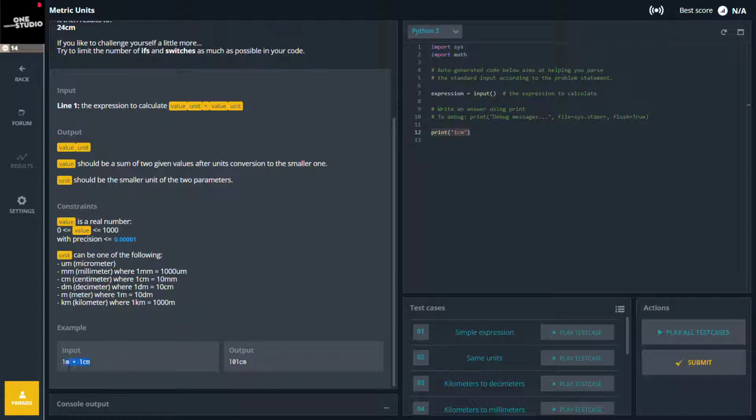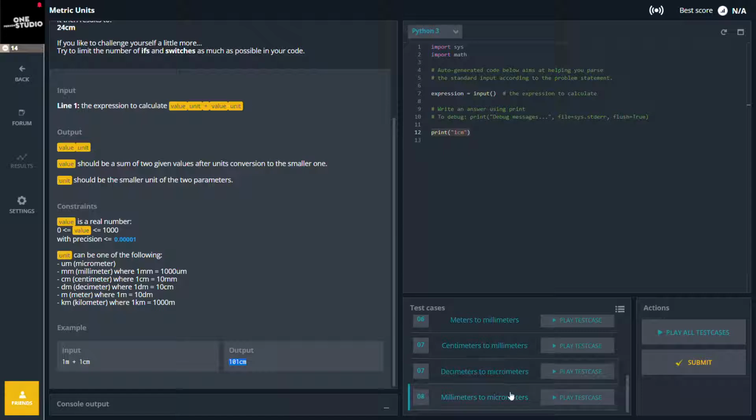So this is the example for input and output. Basically 1 meter plus 1 centimeter is equal to 101 centimeters. There are only 9 test cases.